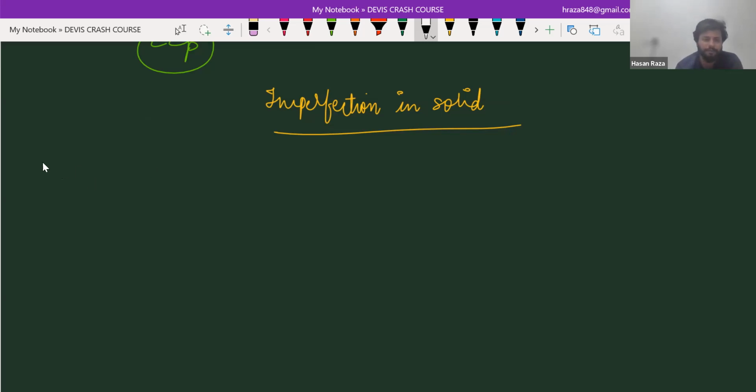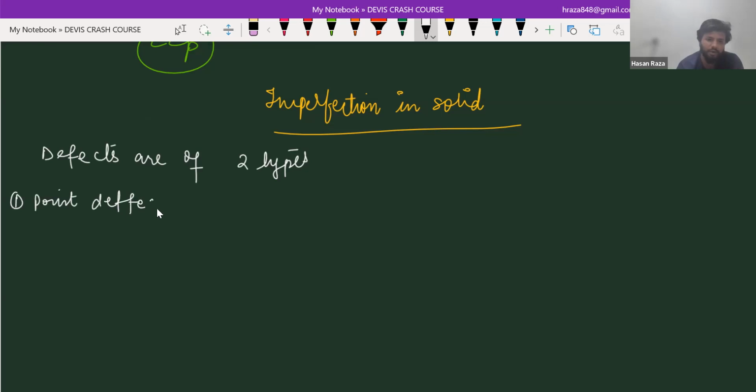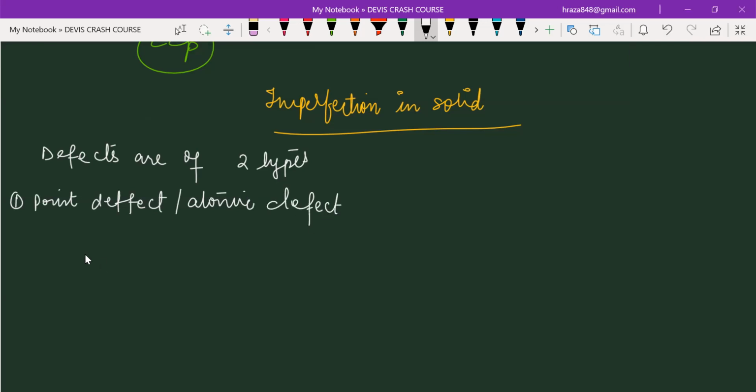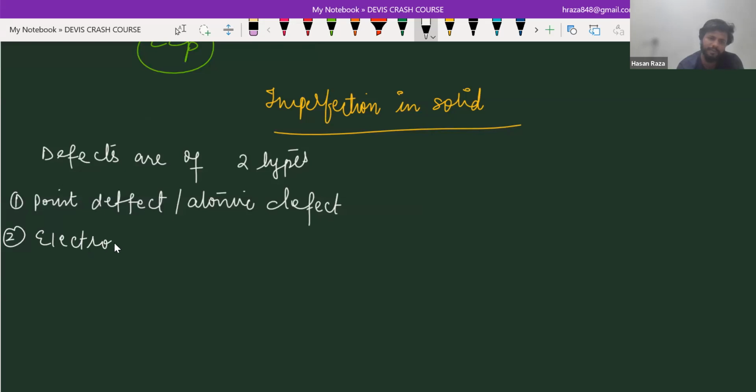Basically these defects are of two types. The first is point defect, which is also known as atomic defect. And the next one is electronic defect, which is very easy, and that defect is basically unintentional.